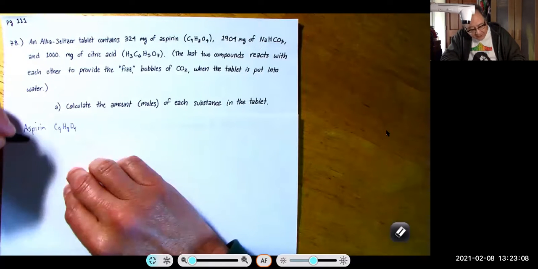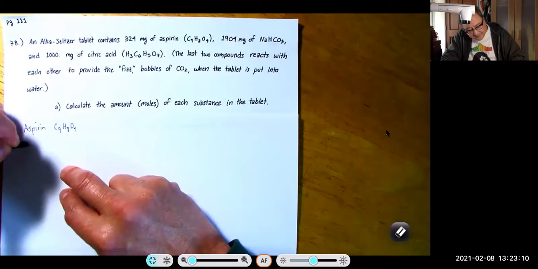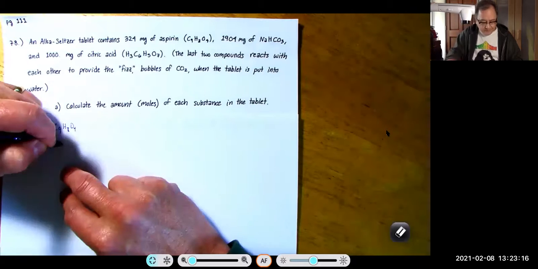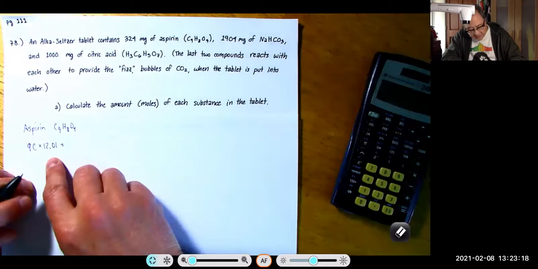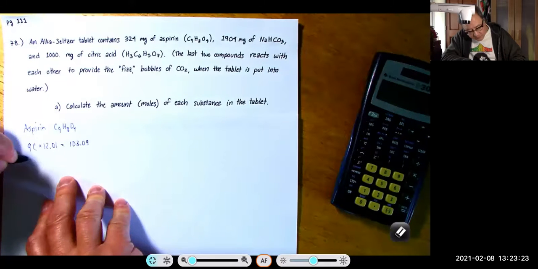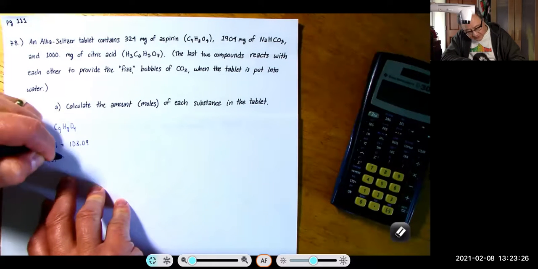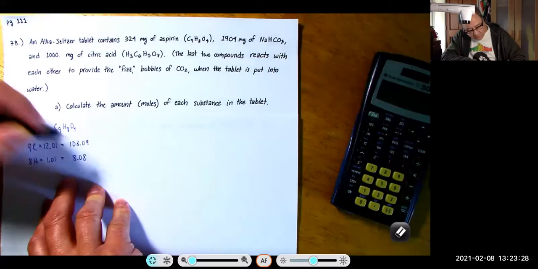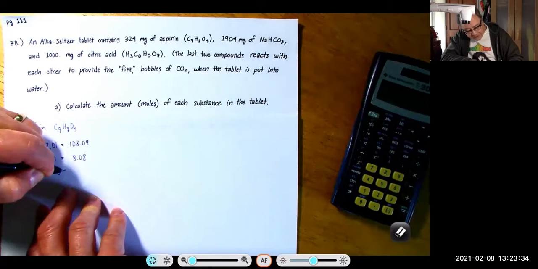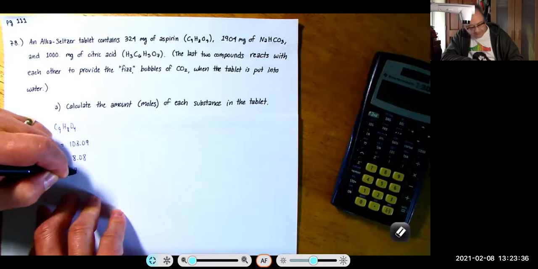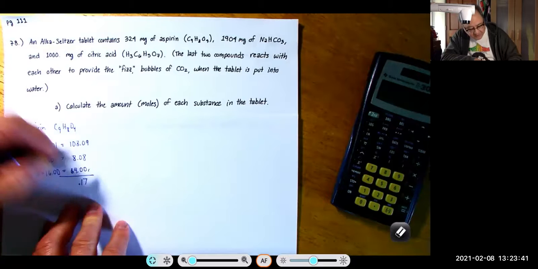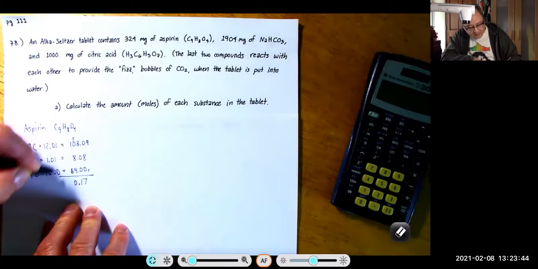Now there's 9 carbons, and they each weigh 12.01 grams. So that comes out to 108.09 grams. There's 8 hydrogens, each weighing 1.01 grams, which comes out to 8.08 grams. And there's 4 oxygens, each weighing 16.00, which comes out to 64.00 grams. We add these all up together and we get 7 here, 0 here, carry the 2, and we get 180.17.